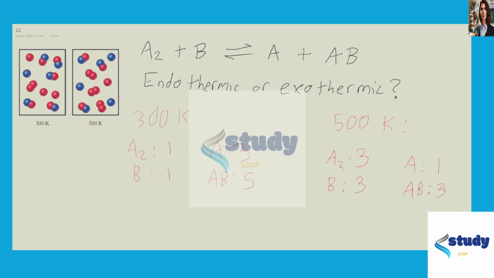Let's think about this now in terms of our equilibrium constants. The equilibrium constant is products over reactants. So this is going to be A times AB over A2 times B. So 3 times 5 over 1 times 1 equals 15.